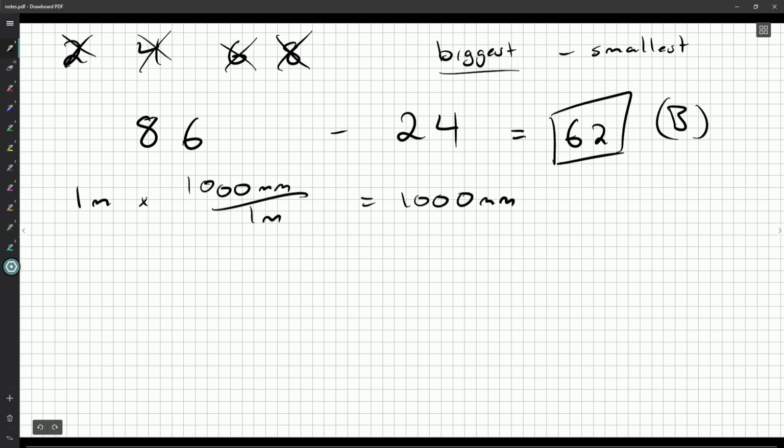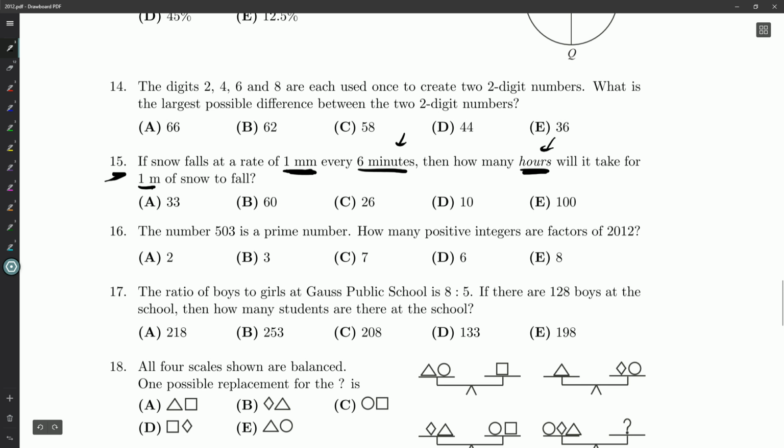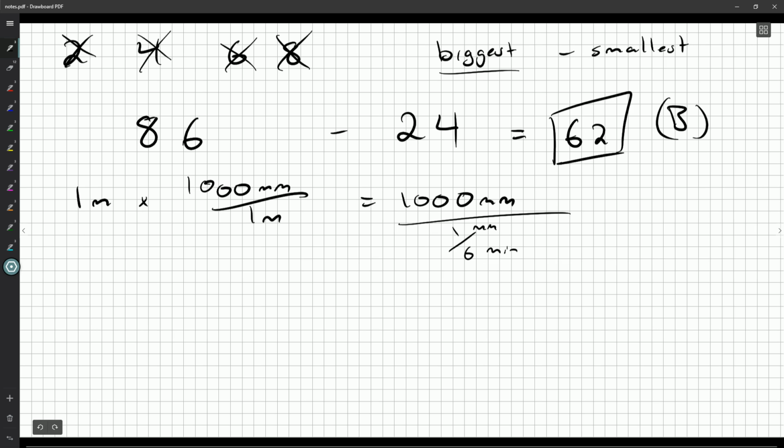Okay? Now, the snow falls at a rate of 1 millimeter per 6 minutes. Every 6 minutes, we get a millimeter of snow. That was the very first thing they say. So 1 millimeter per 6 minutes, or 6 minutes equals 1 millimeter. This is another conversion. Okay? This is not one of the ones you would memorize from a class, because this is specific to the weather that day. Okay? So it turns out, when you do this calculation, it'll take 6,000 minutes. Okay? 6,000 minutes to get a meter of snow.